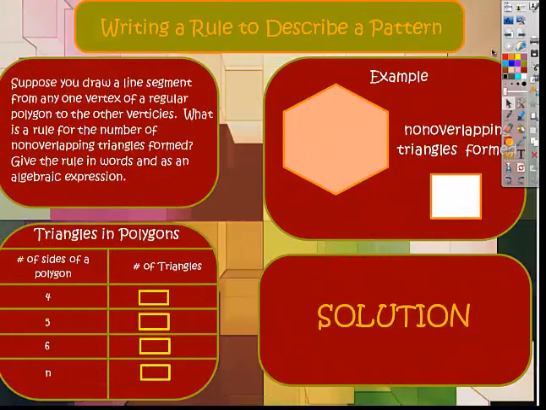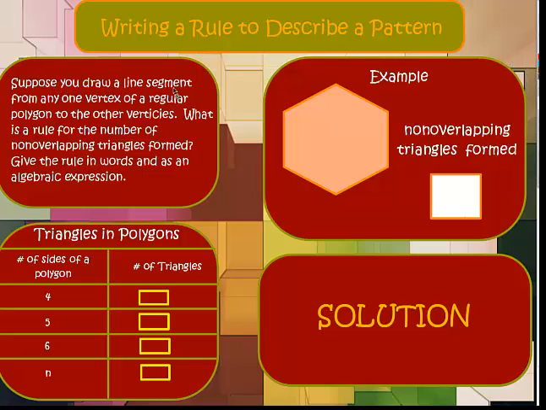Alright, so here's where we're going with all of this. Suppose you wanted to draw a line segment from any one vertex of a regular polygon to the other vertices. Now, a vertex are these corners. The vertices are the corners. The question here is, what is a rule for the number of non-overlapping triangles that are formed? And then we want to give that rule in words and as an algebraic expression.